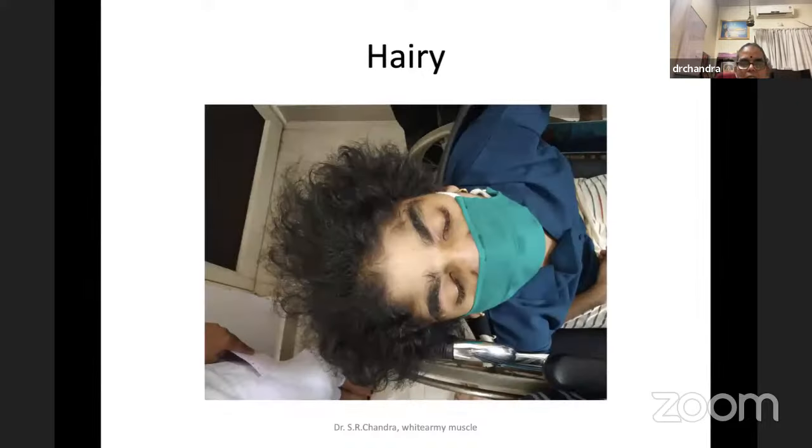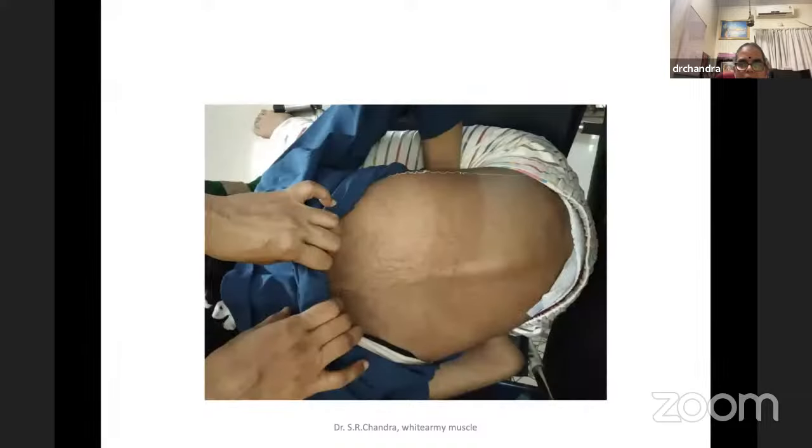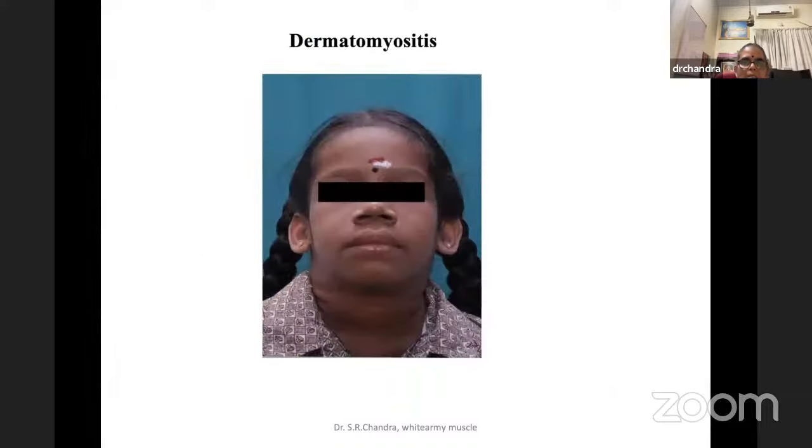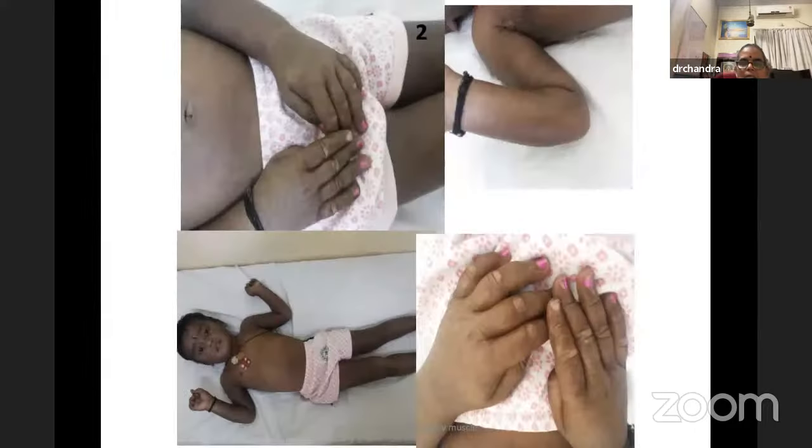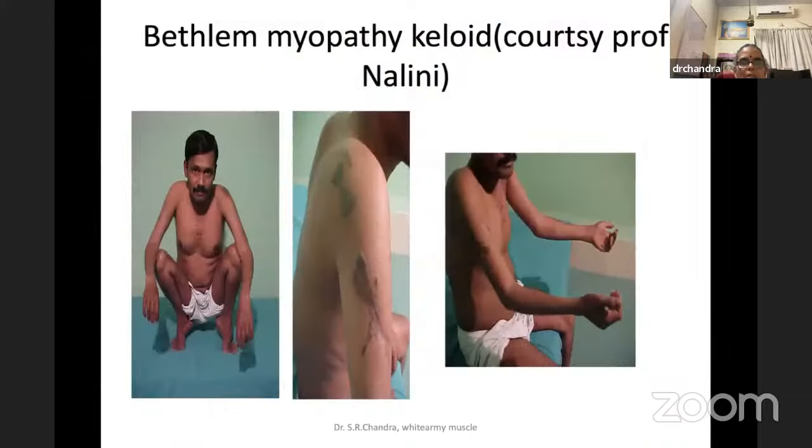And this is a SURF1 mutation, again excessive hairiness with muscle disease, mental subnormality. So this is a mitochondrial disease. The excessive hair you can see all over her body. This is, you can see, the dry scaly skin of dermatomyositis. And these are examples of various features: salt and pepper appearance, diffuse pigmentation and thickening of the skin, which is seen in dermatomyositis. In the axilla, you can see that there is freckling, and where you find a calcinosis cutis in their site. And this is taken from Professor Nalini.